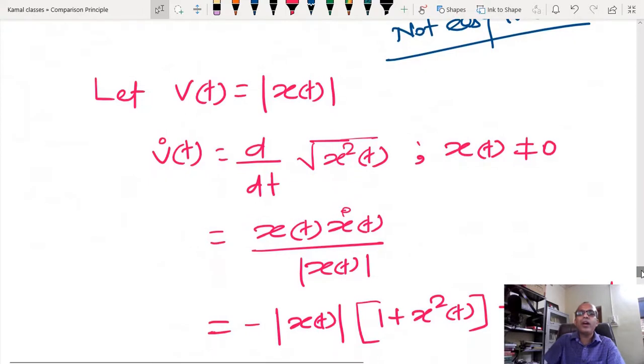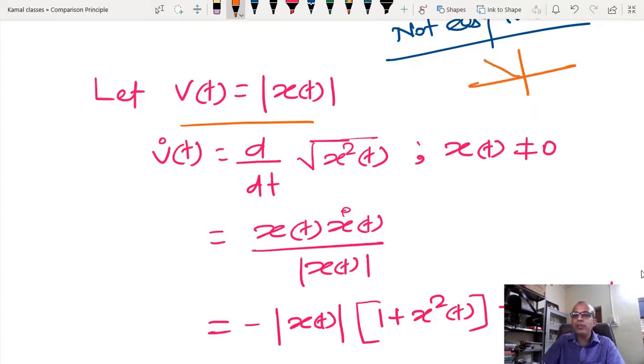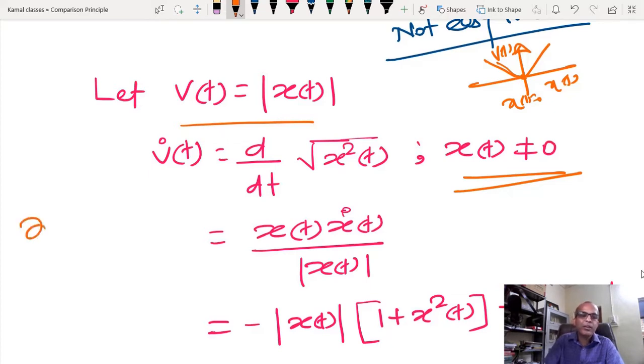So what I am going to do now is update my choice, and take vt as the absolute value of xt. I am going to define the quantity like this. Here I have xt and here I have vt. Clearly you can see that it is not differentiable at xt equal to 0. So if I have to talk about the derivative, I have to exclude that point xt equal to 0. Due to that reason, this derivative is only valid when xt is not equal to 0.